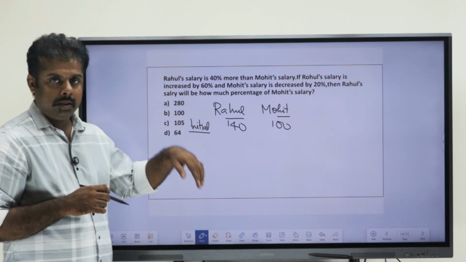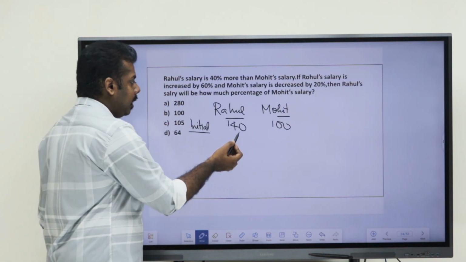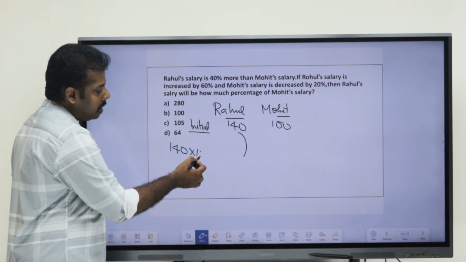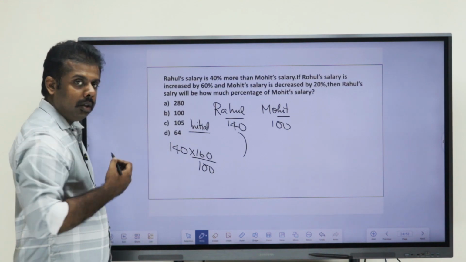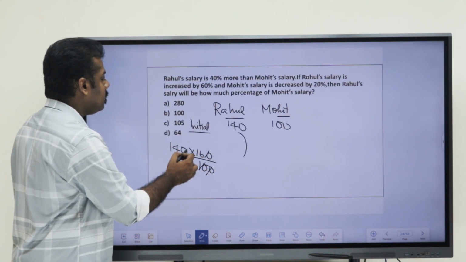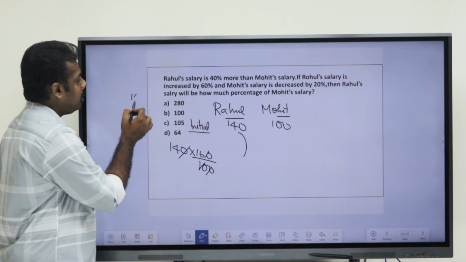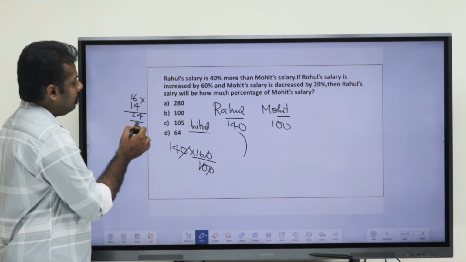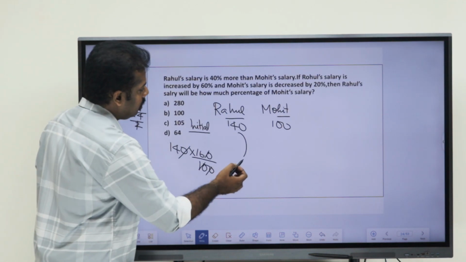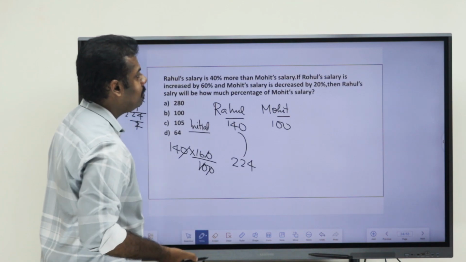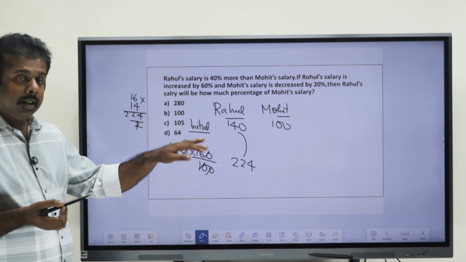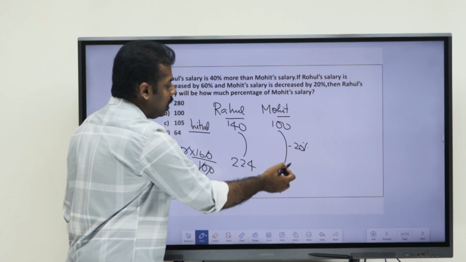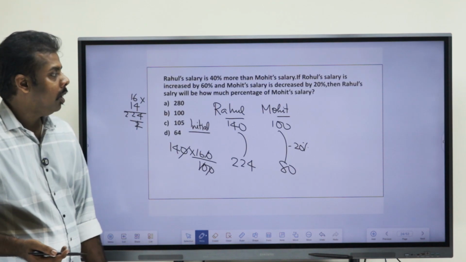Now what is the condition? We have to increase Rahul's salary by 60%. So increasing Rahul's salary by 60%, we can say that 160% of his initial salary has to be his new salary. Okay, so we're just cancelling out the terms. We are left with 14 into 16. Just multiply the terms. What are you going to get? 224 is what you are getting. Now in case of Mohit, his salary has decreased by 20%. So that is easy. Mohit's salary was 100. A 20% dip will give us his new salary as what? 80.